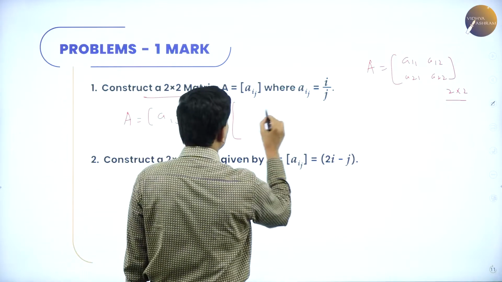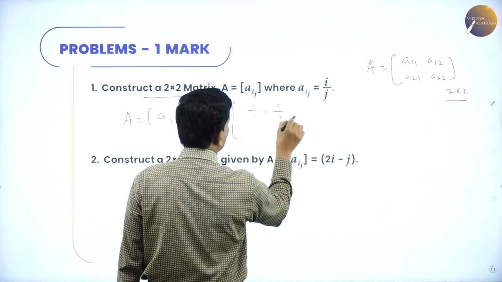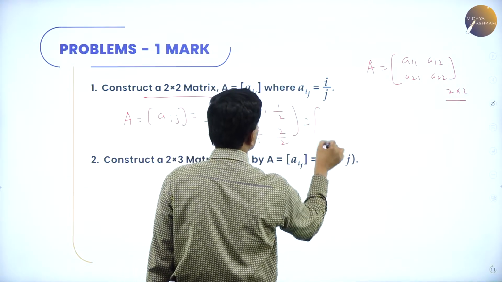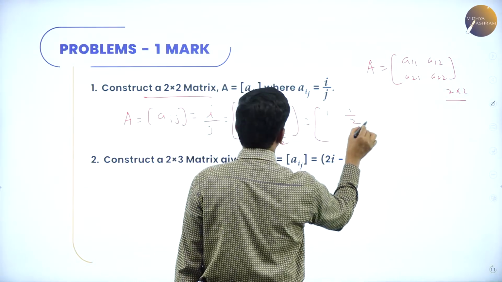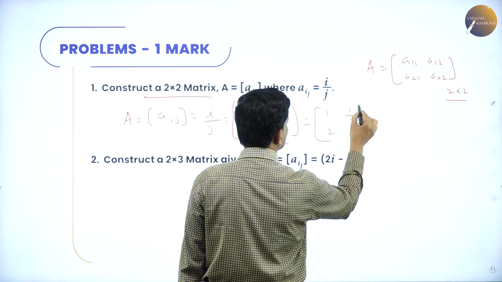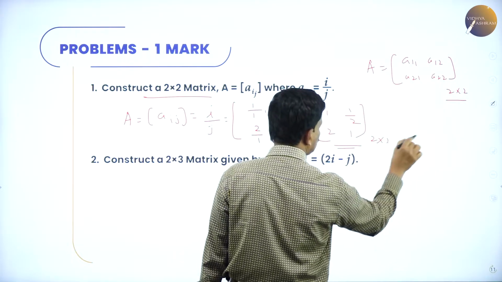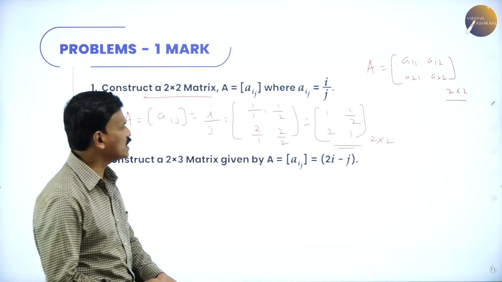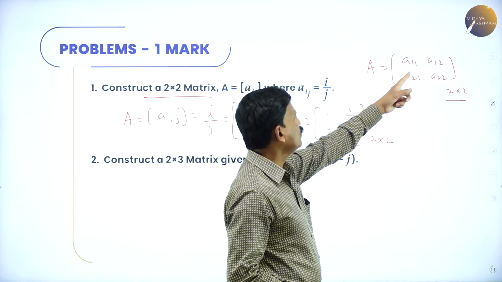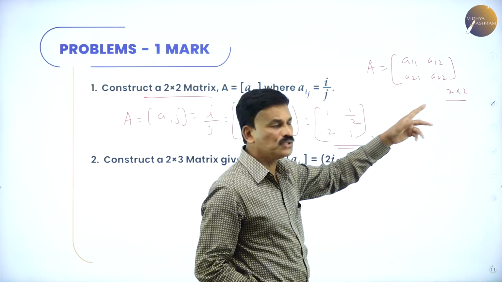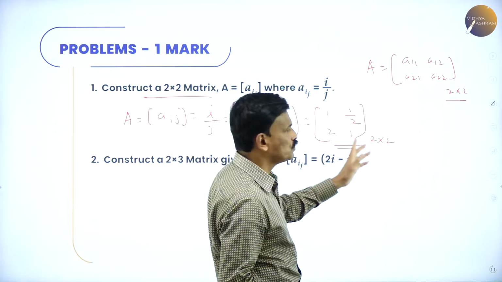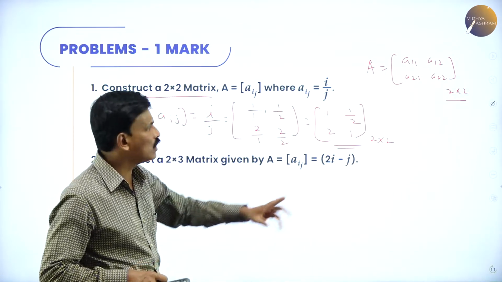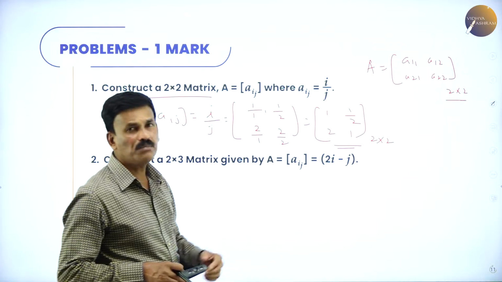Here A11 is 1 by 1, A12 is 1 by 2, A21 is 2 by 1 and A22 is 2 by 2. That's all. This is equal to 1 by 1 is 1, 1 by 2, 2 by 1 is 2, 2 by 2 is equal to 1. This is a matrix of order 2 rows 2 column. That's it. Just divide. The matrix is 1, 1 by 2, 2 comma 1. This is the matrix of order 2 rows 2 column defined by i by j.